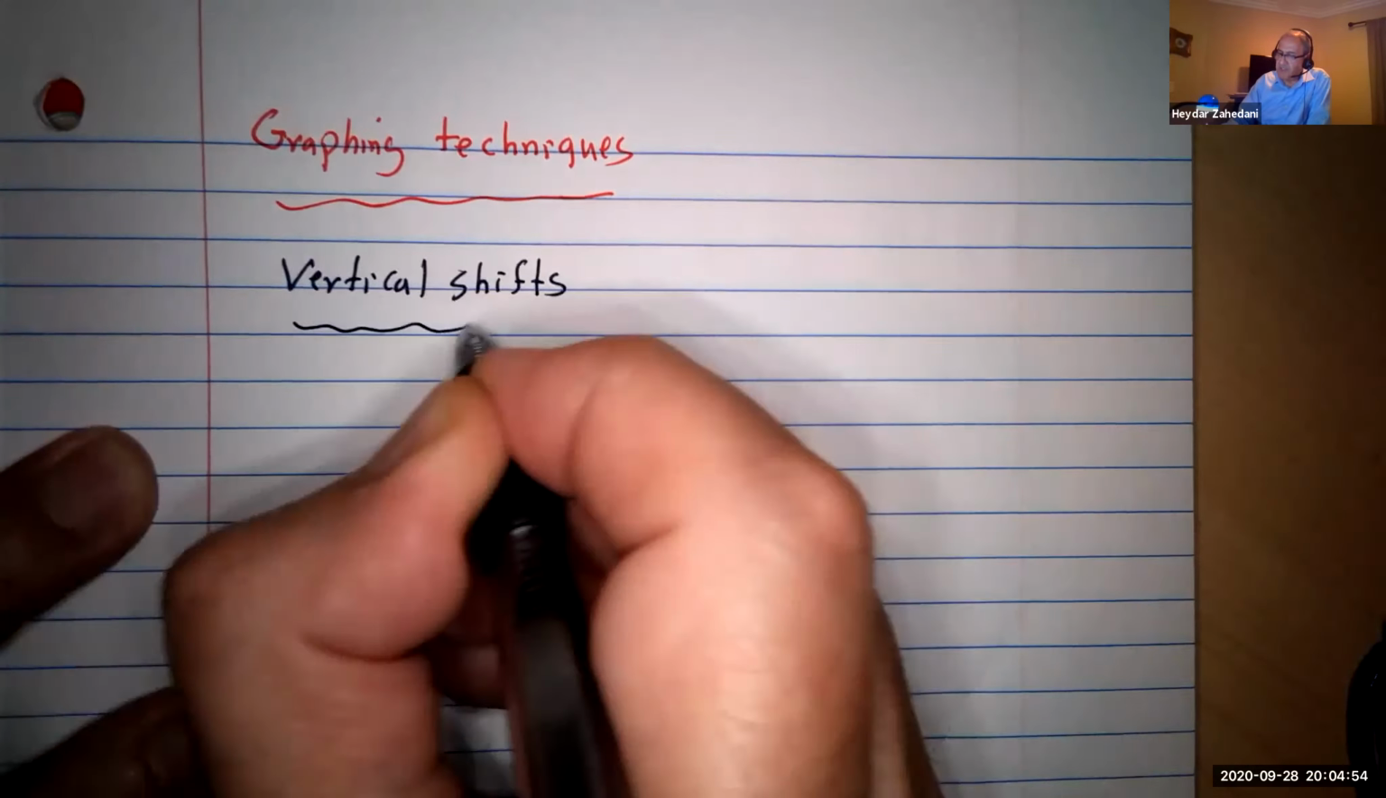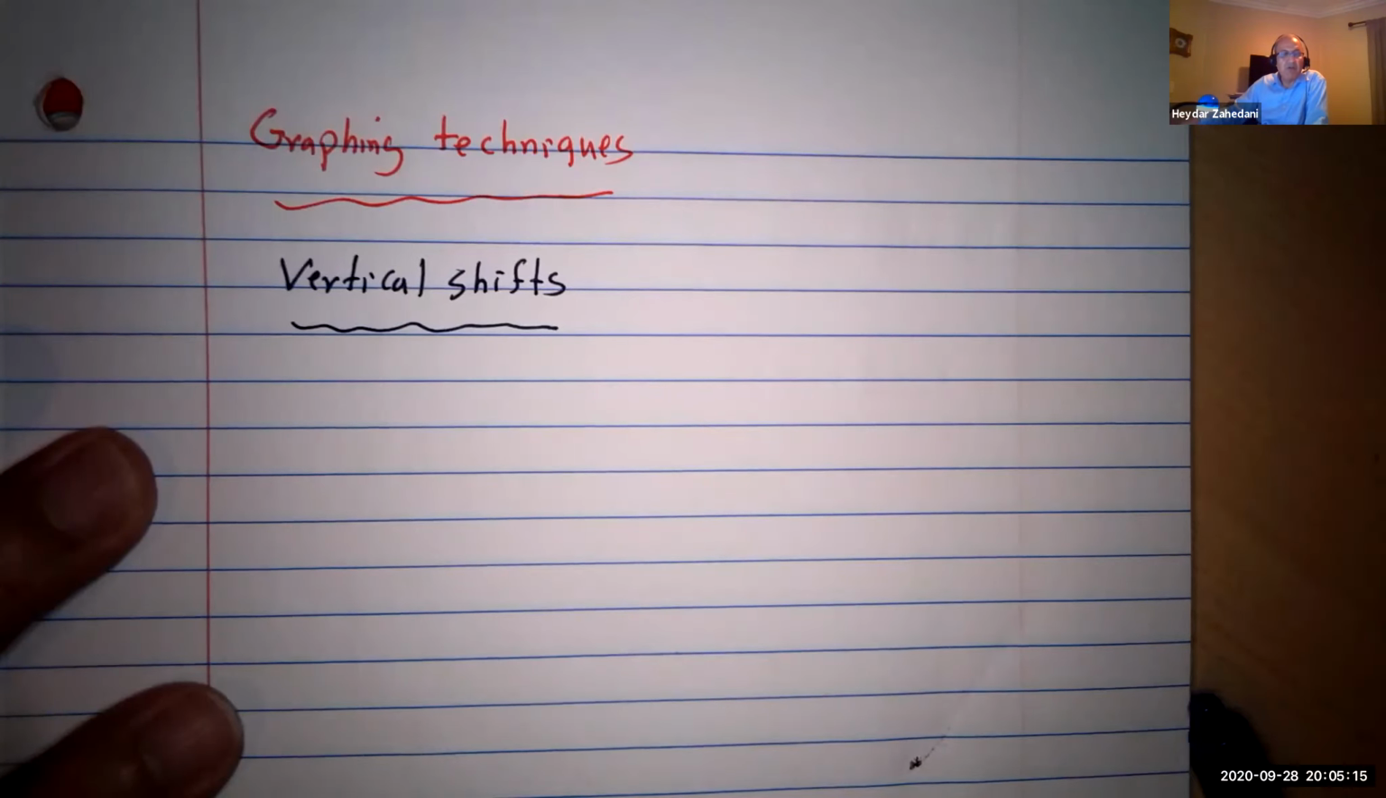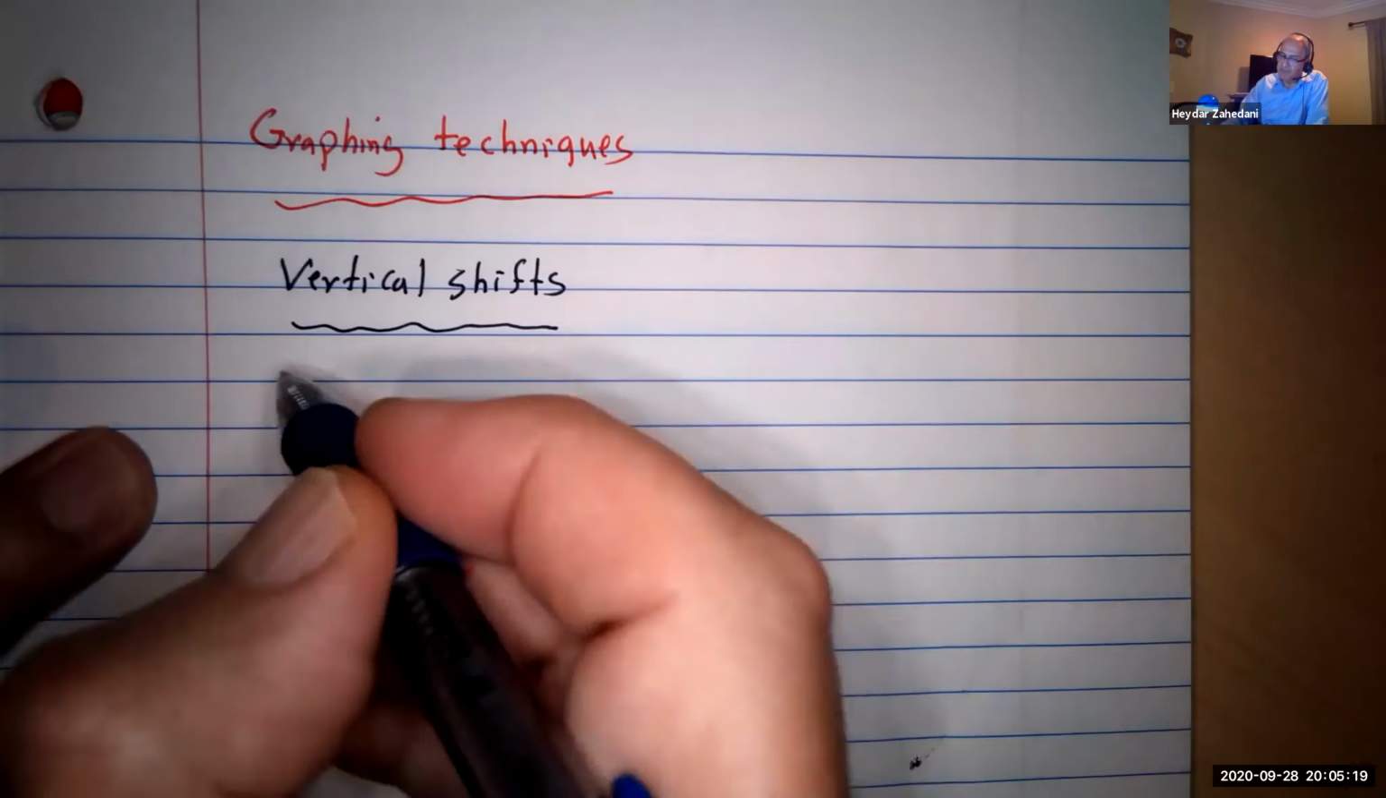Vertical shift means you are going to move up or pull down a function around the y-axis. Okay, this operation is going to be called vertical shift. So suppose that the graph of the function is already given to you, one of these three. So what does it mean, and how are we going to do it?